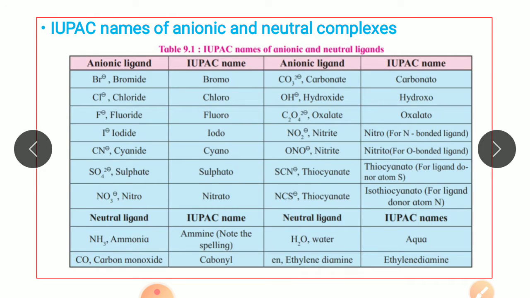Moving on to the next slide, this is a chart containing IUPAC names of anionic and neutral ligands. So let's go through it. The anionic ligand bromide, its IUPAC name while writing the name of the complex, is written as bromo. Chloride, chloro. Fluoride is written as fluoro. Iodide is written as iodo.